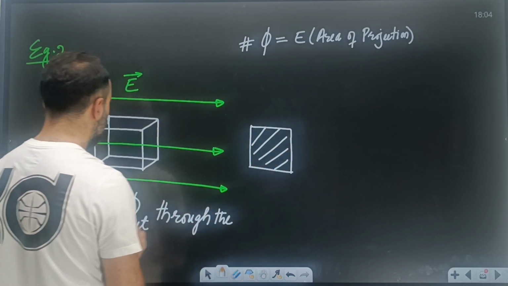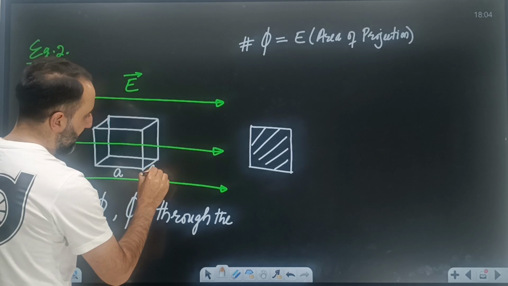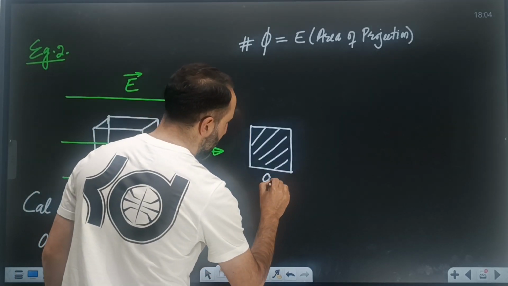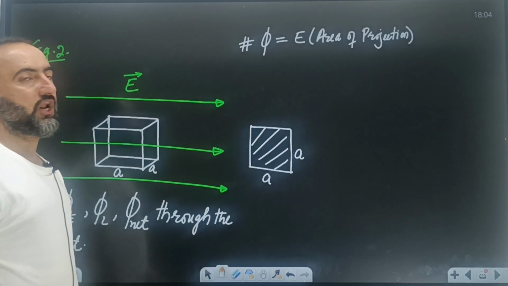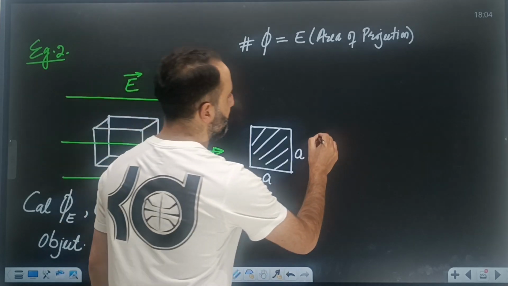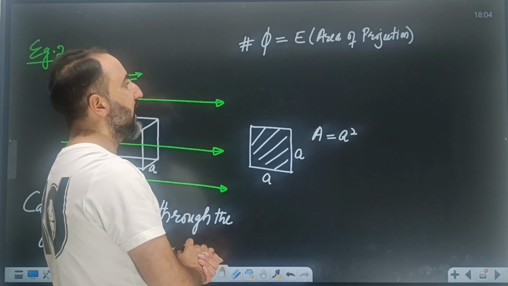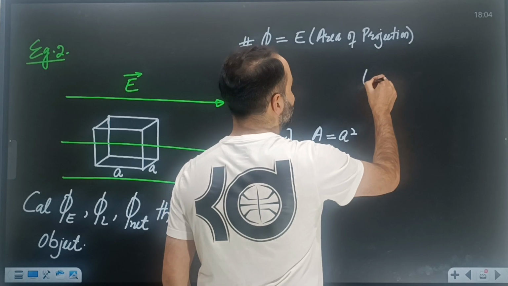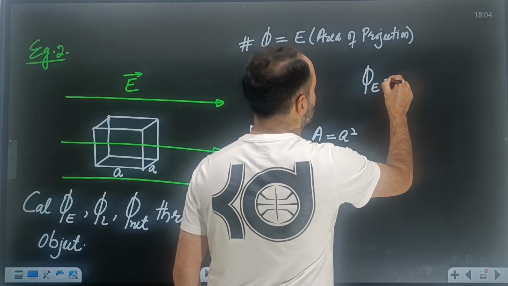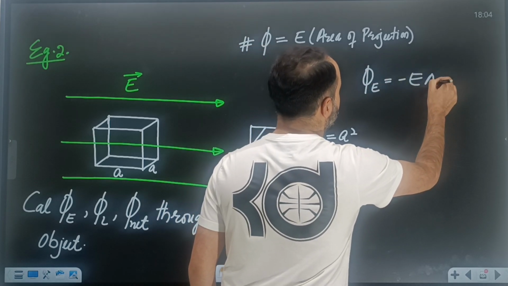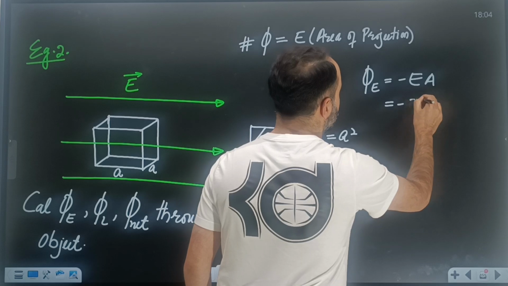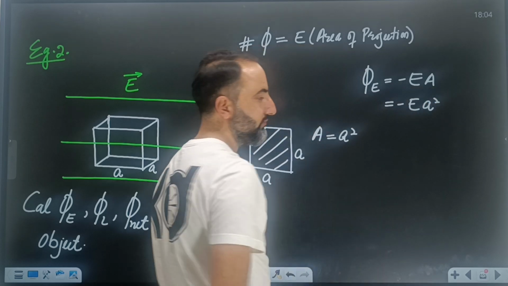The side, the length and breadth, is equal to A, so this will be A and this will be A. Then what about the area of this projection? Its area will be equal to A square. Now you know that flux entering is taken as negative, so that's equal to minus E multiplied by A, which is equal to minus E into A square.